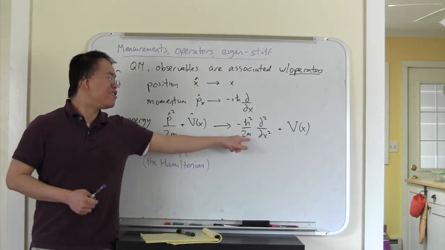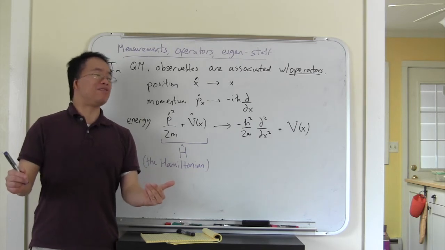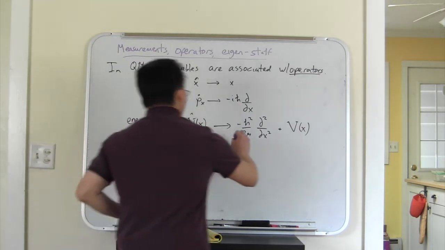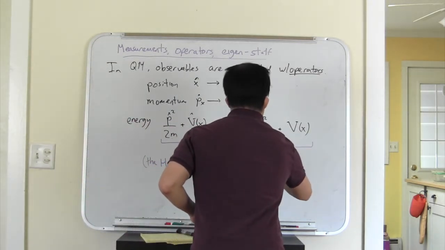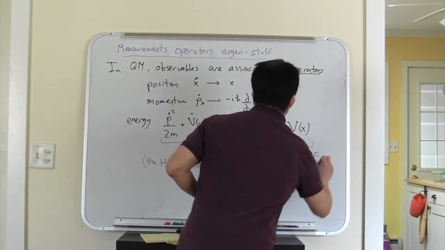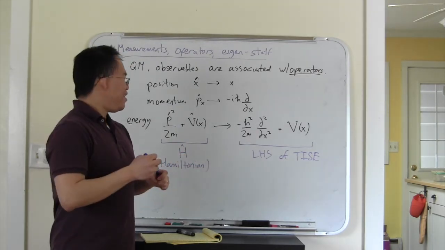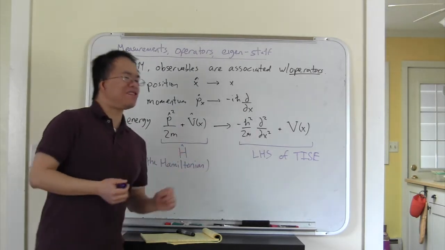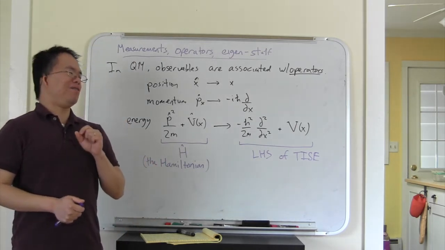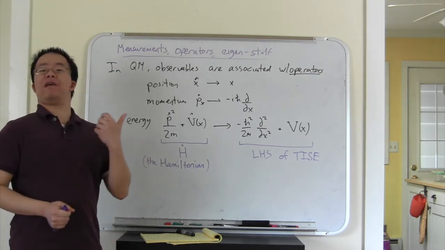Think about it, right? This is basically the left-hand side of the time-independent Schrodinger equation written as an operator, other than I have to act this on a wave function. That's the left-hand side. So this leads us to something really cool. I now need to introduce the idea of eigenvalue and eigenfunction for an operator. So let me erase the board and then I'll do that.